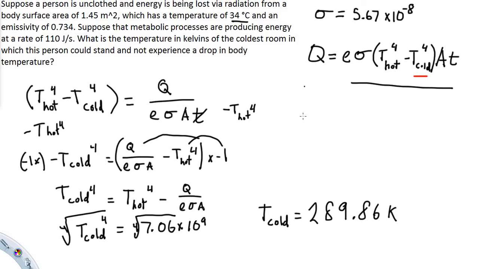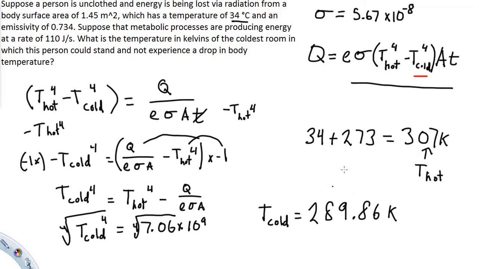And just as a reminder, we're given Celsius here, so what you're going to want to do for these temperature values is to convert from Celsius to Kelvin. So for the temperature hot of the body, it will be the 34 plus 273, which is equal to 307 Kelvin. And this is okay. Hopefully that helped.